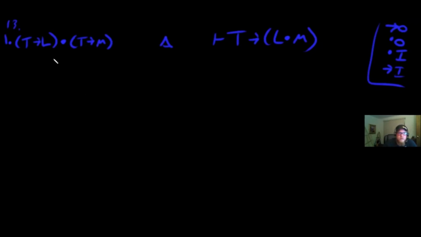Okay, so first of all, any arrows not in parentheses? Nope. Any dots not in parentheses? Yeah, right there. What does that do? That breaks down to these 2 things: T arrow L, T arrow M.